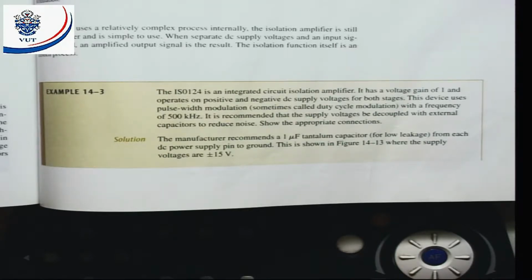All right, now what the manufacturer specifies, they say the solution. The manufacturer recommends a 1 microfarad tantalum capacitor for low leakage from each DC supply pin to ground. This is shown in figure 14.13, where the supply voltages are plus minus 15 volts.